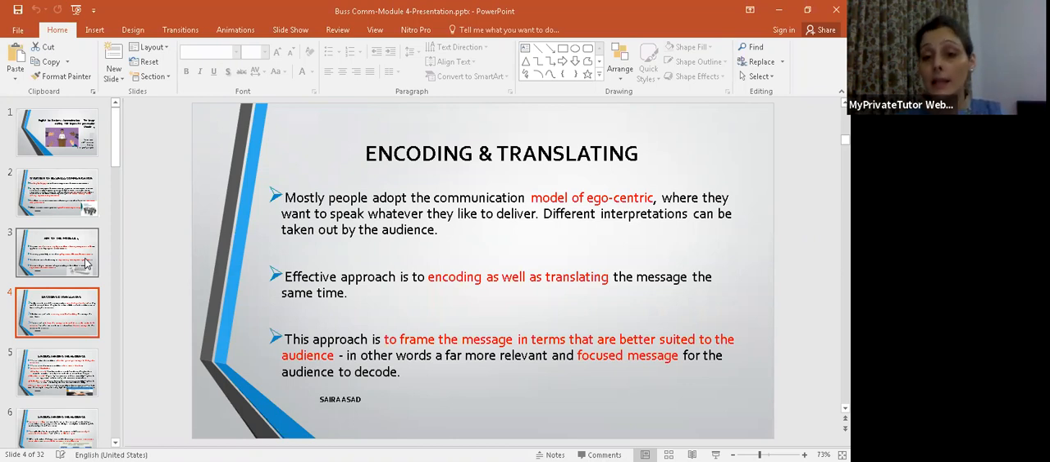We have seen that these issues and the audience needs are not going to be addressed, not going to be considered. That is showing that this model is egocentric. Only one person is saying, and he just wants to convey the message. He doesn't want to listen to the others.